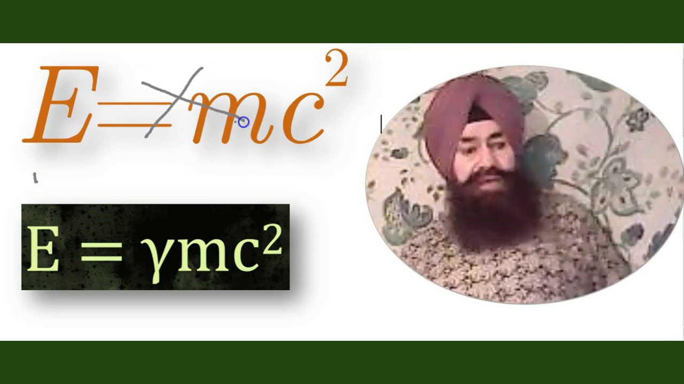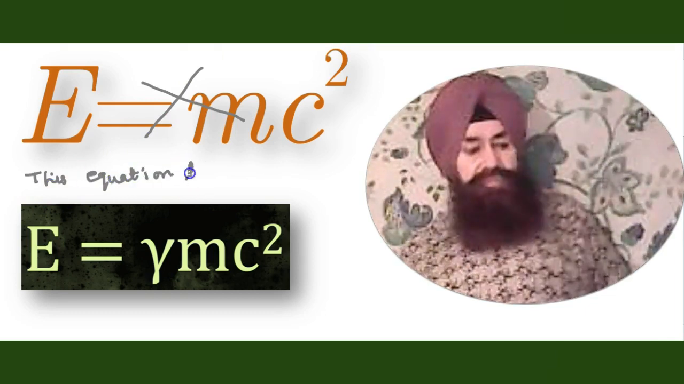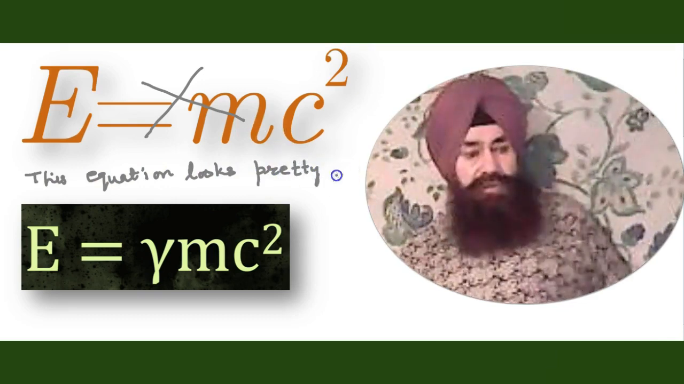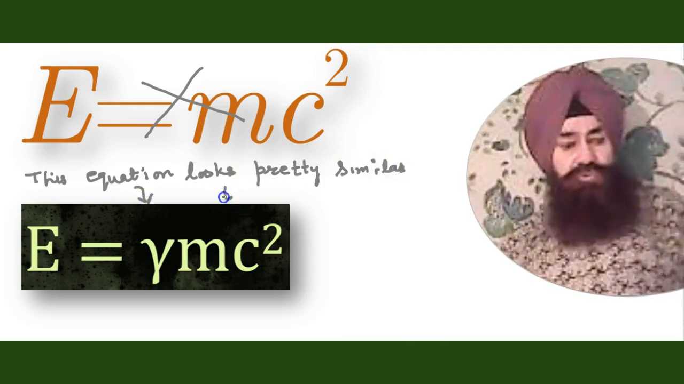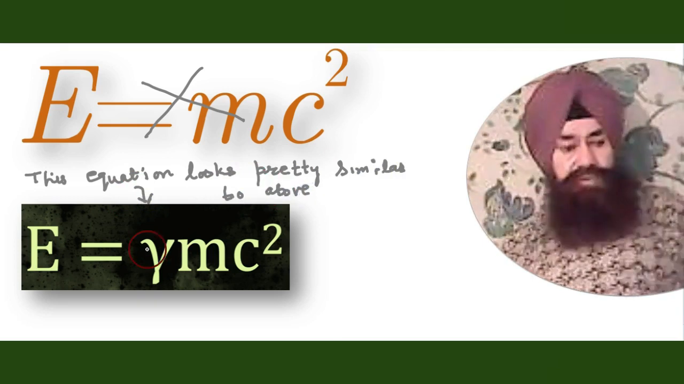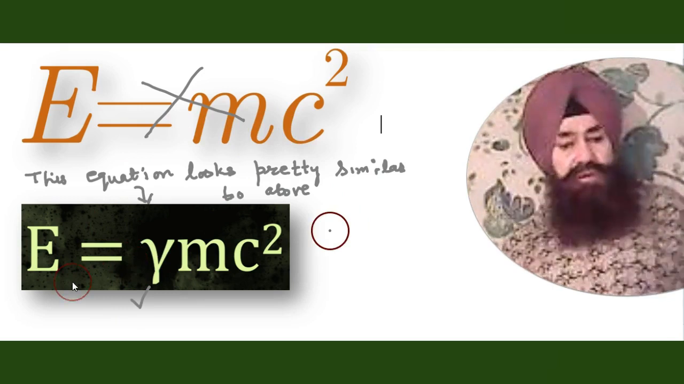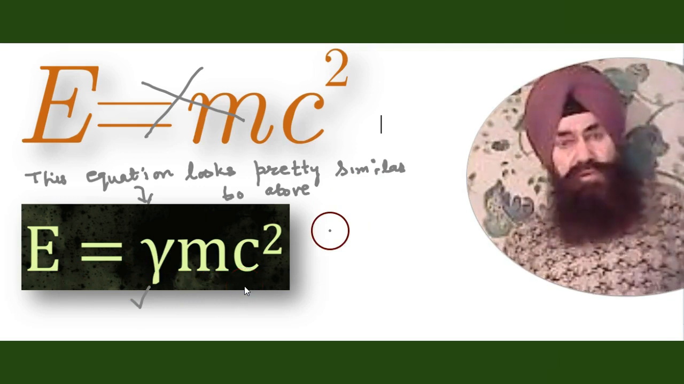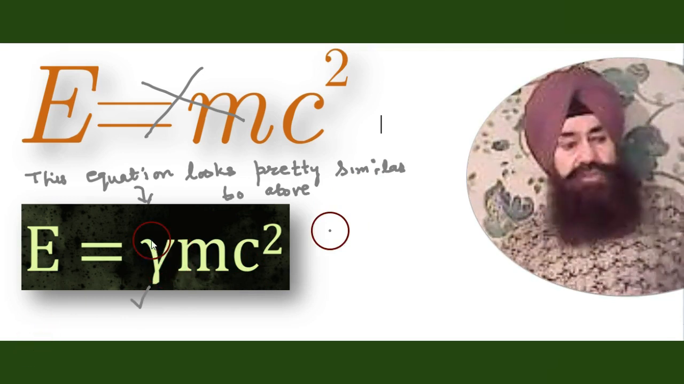So this equation as it is is not true, but the equation below looks pretty similar to the above equation. And here, E is not mc square. Actually, E is gamma times mc square. Now, the question you will ask is, what is gamma? What is this term?